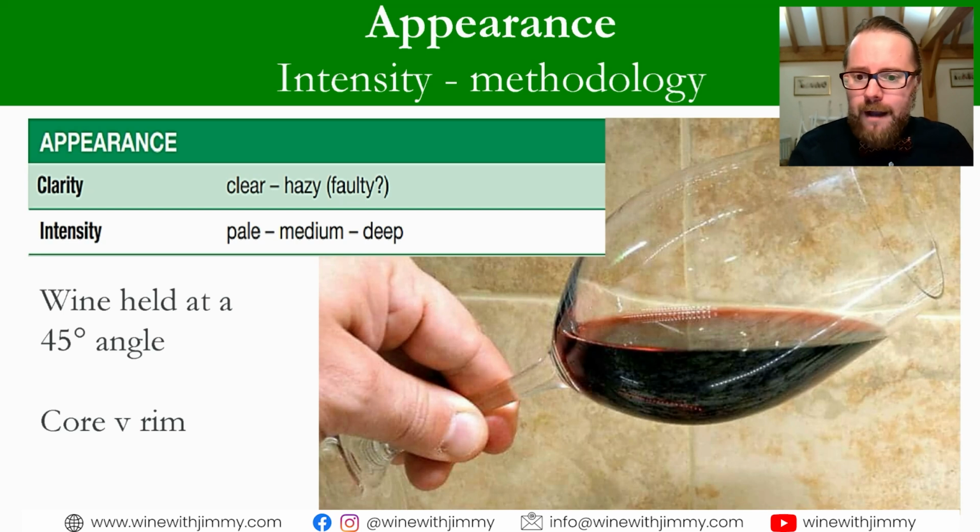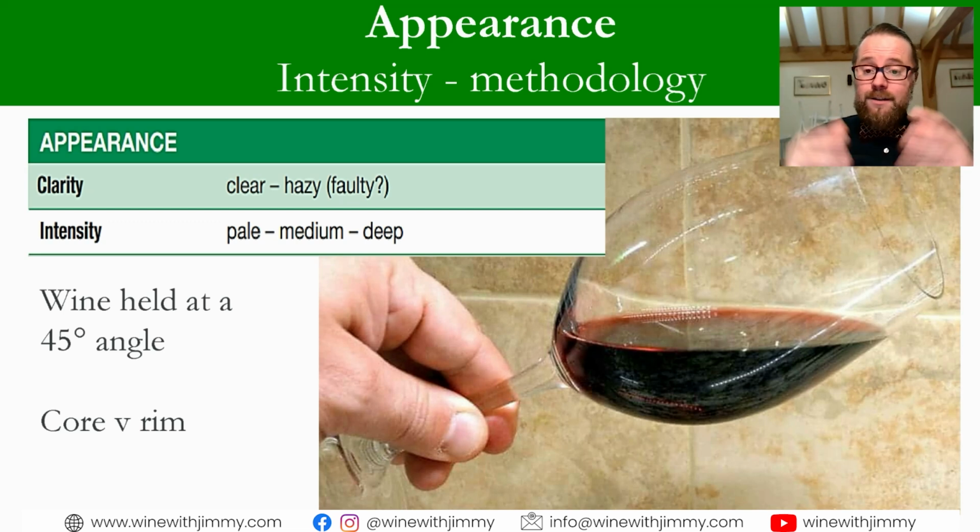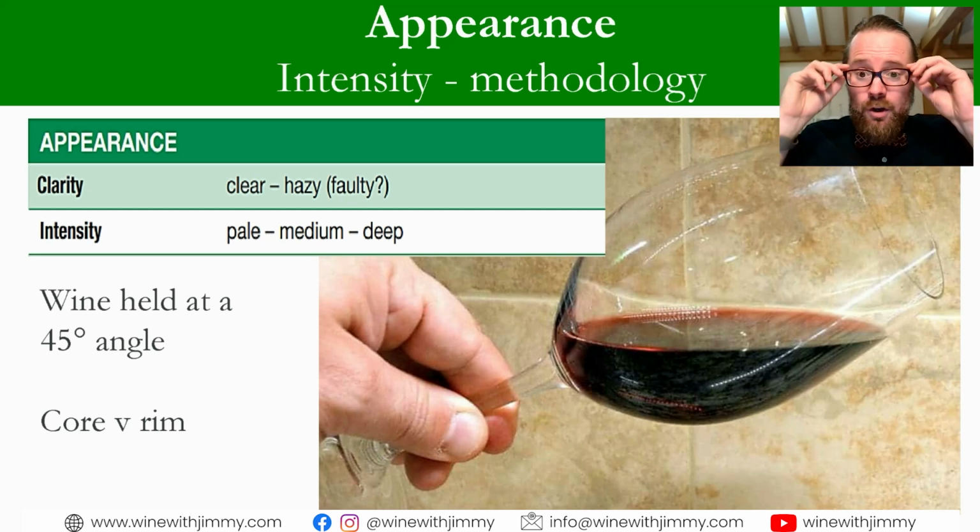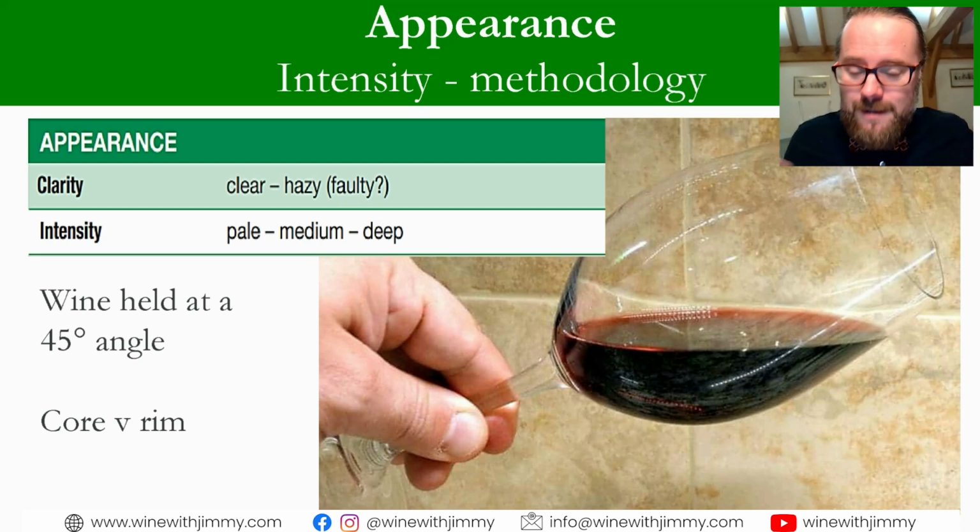Now, for red wines, it can also be assessed by looking straight down on it. So if you're at a table and you put your wine straight on the table, no hands, you just look down on it, you can also assess a red wine that way. So if you can't see the stem, which of course is below the bowl where the wine is sitting, the wine will be deep.